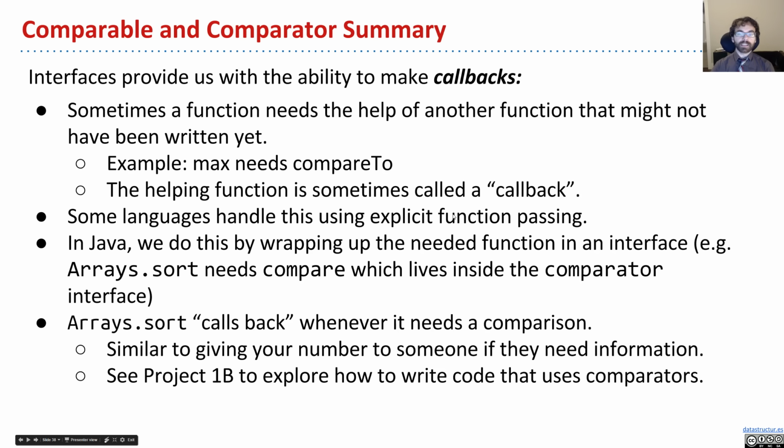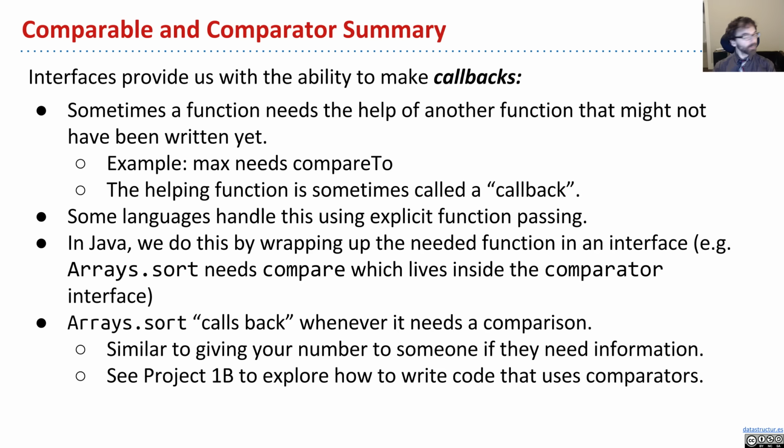So some languages handle this by having explicit function passing. That's the way you do things. It's a very functional style. But in Java, we do it by wrapping the needed function inside of an interface, either Comparable or a Comparator. And that lets you call, for example, Arrays.sort. And in that case, when you call Arrays.sort, it will call your compareTo method every single time it needs to make a comparison. So imagine a sorting algorithm like the selection sort we wrote. It will just keep calling compareTo every time it needs it, and that compareTo method tells you what to do.